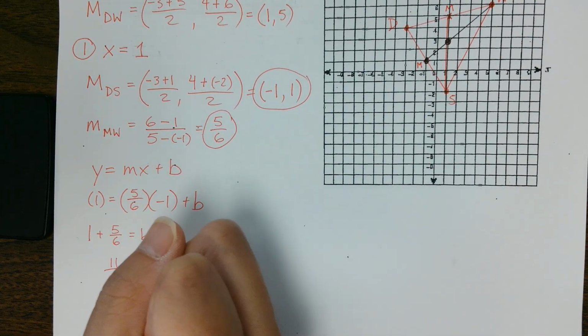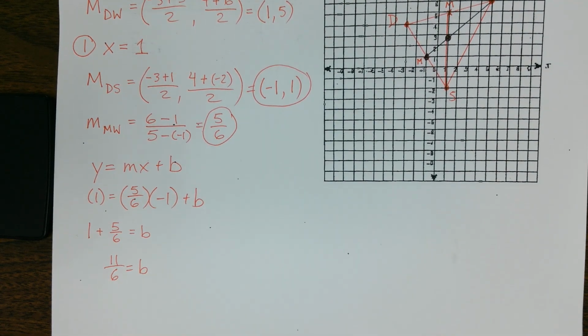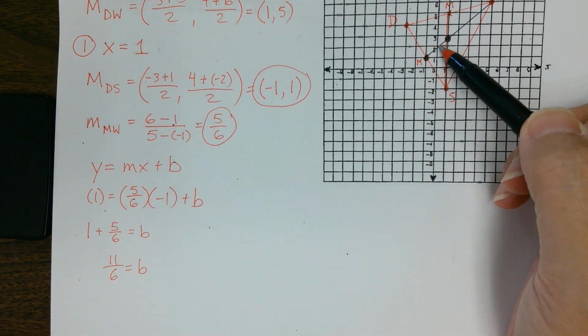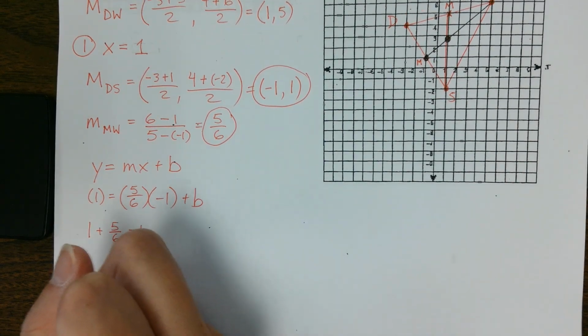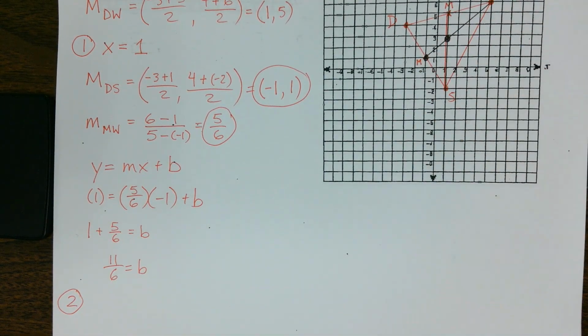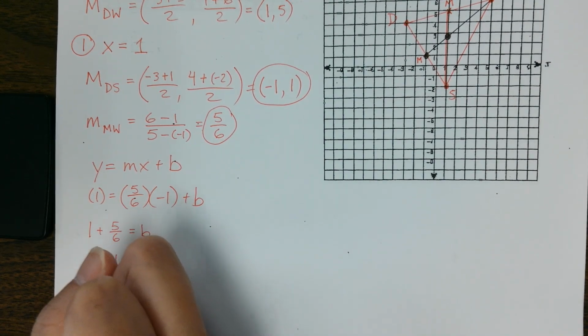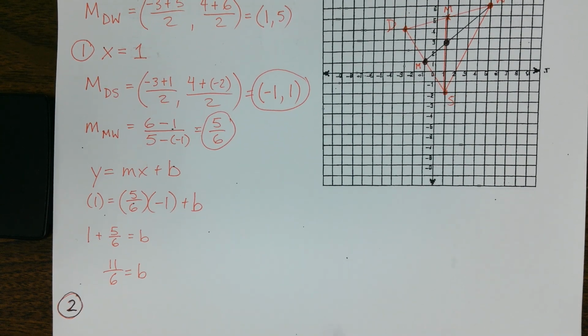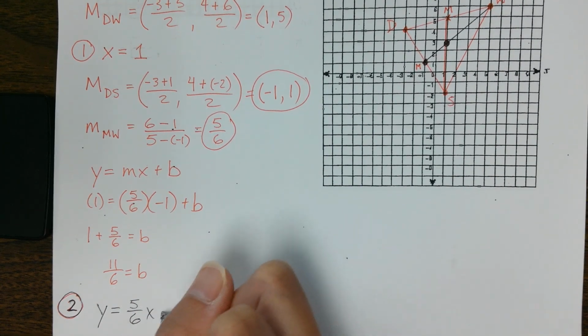Okay, so if you calculate it, you'll get that your y-intercept is 11 over 6. On your calculator, that's about 1.8, which looks about right. It does cross the y-intercept at 1.8. Okay, so what's the equation of my second line, this black line right here? Yep, that's it. Good.